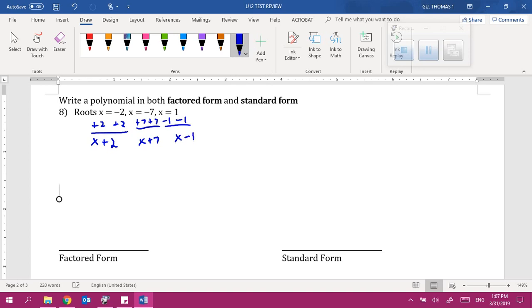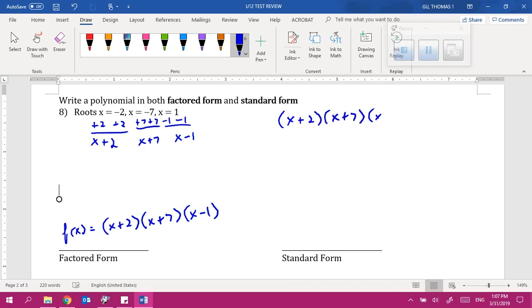So factor form, all I have to do is write f of x equals x plus 2 times x plus 7 times x minus 1. Boom, there's the factor form. Now for standard form, all I have to do is take the factor form and multiply everything together. So that's what we're going to do. X plus 2 times x plus 7 times x minus 1.